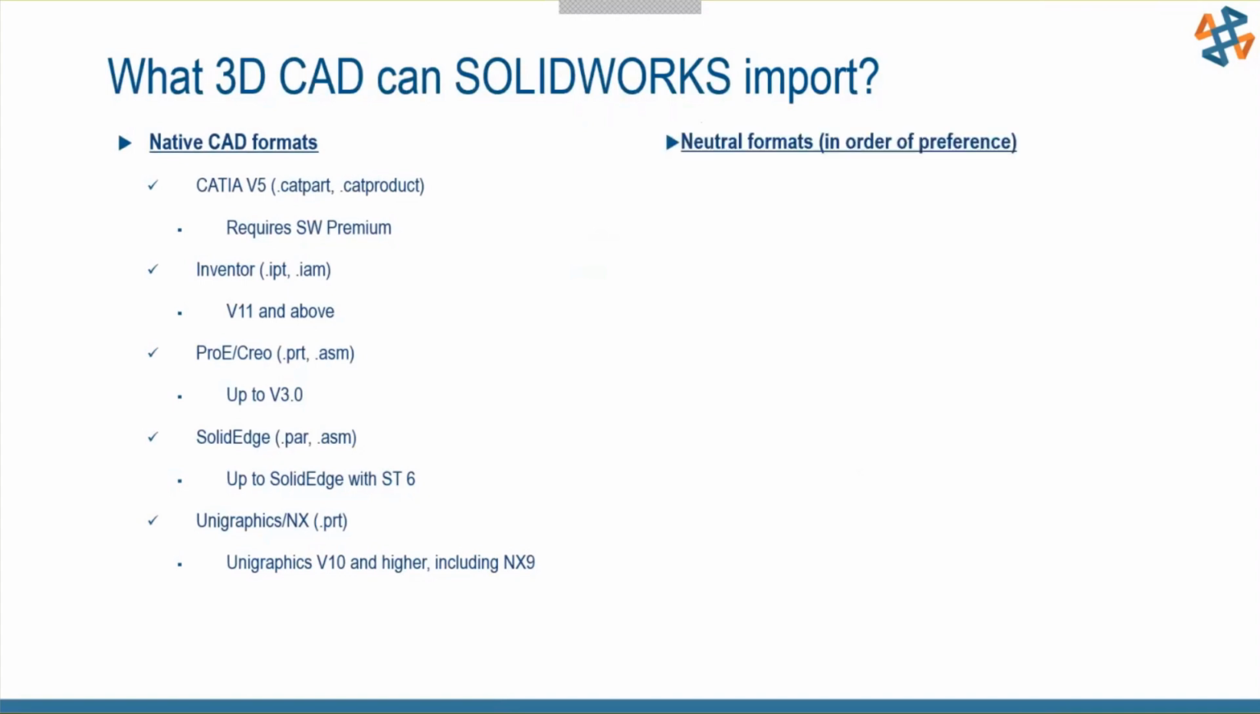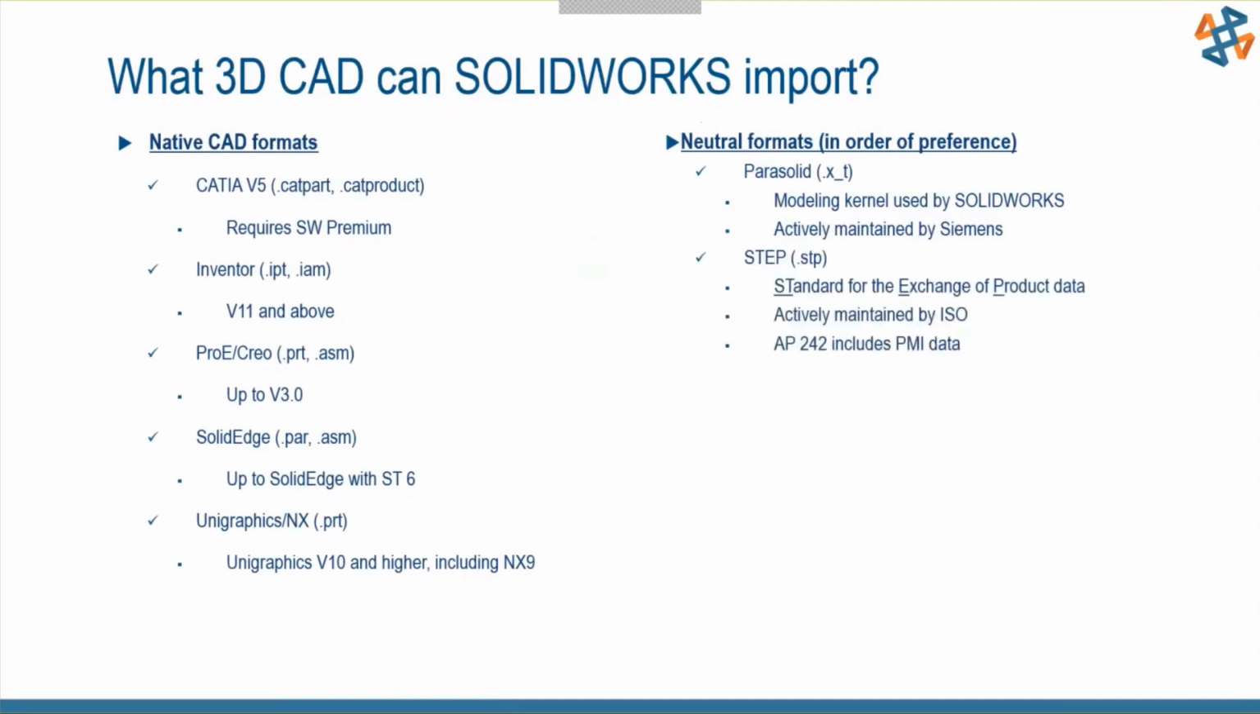Now for the neutral formats, in order of preference, most folks say, what's the very first one? What's the neutral format we want to use first? And first and foremost, it's the Parasolid. That's actually the modeling kernel, which is used by SOLIDWORKS. It's the under-the-hood math engine that SOLIDWORKS uses. Then the second is the step file. So it's the standard for exchange of product data, and it's actively maintained right now.